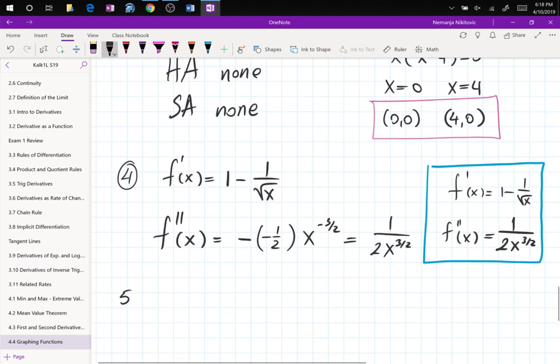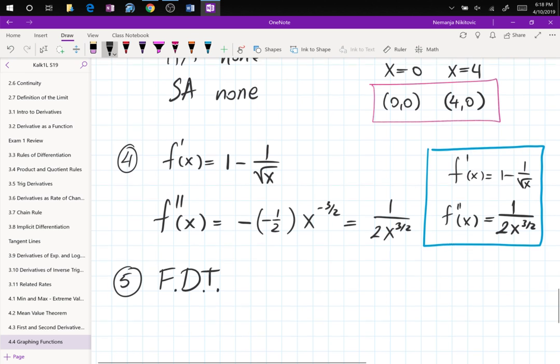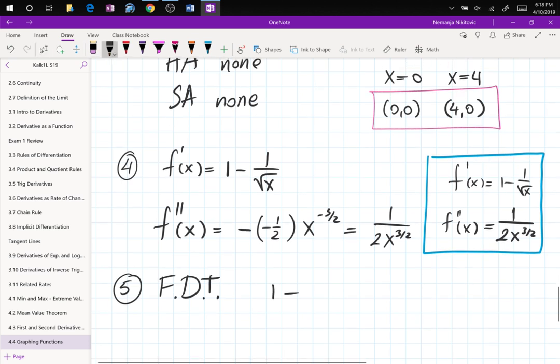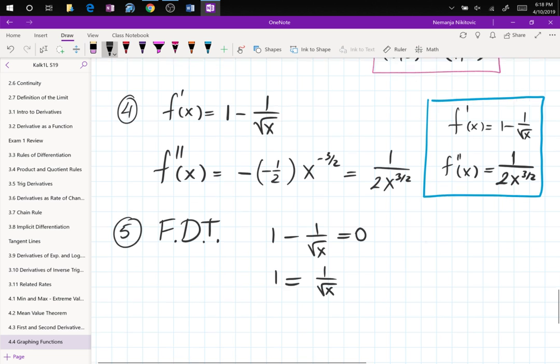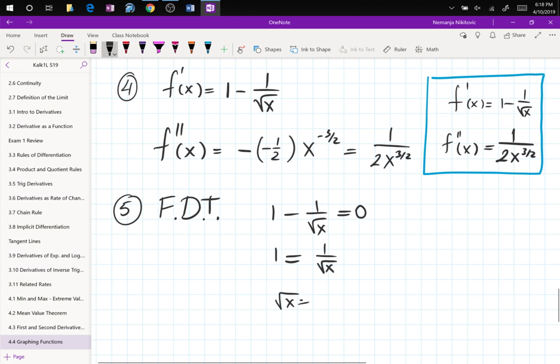Number 5, we take the first derivative, 1 minus 1 over root x, and set it equal to 0. This is to solve the equation, right? You move root x to the other side. You cross multiply, you get root x equals 1. Square both sides, x equals 1. Aha! Well, that's a critical number.